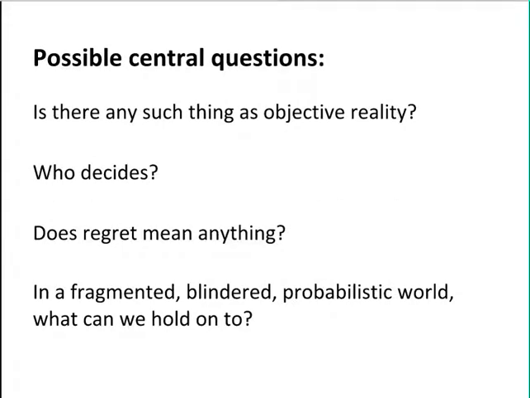Possible central questions. Is there any such thing as objective reality? And who decides? Does regret mean anything in this world where you can just go back and go back and go back when all possible outcomes actually exist somewhere? In a fragmented, blindered, probabilistic world, what is there that we can hold on to? So these are just some possible central questions to get the juices flowing.